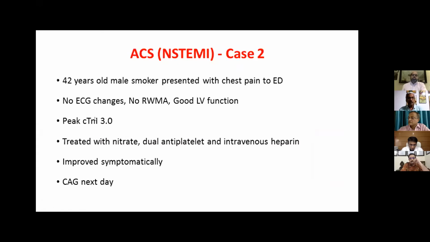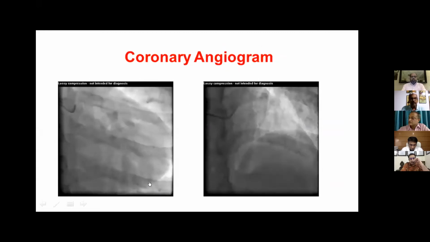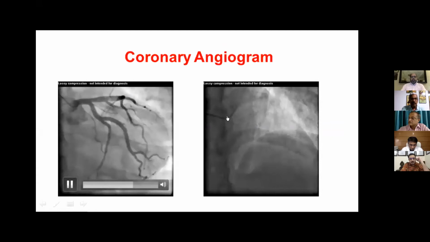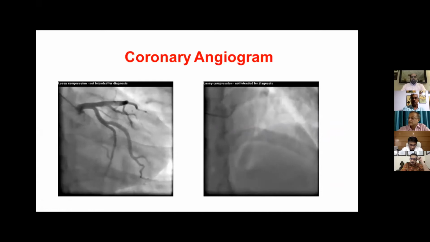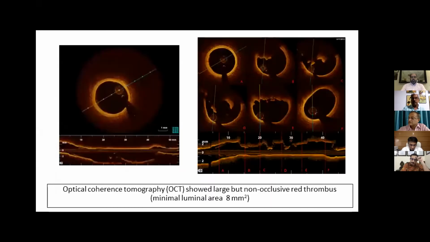There's another patient, again a similar patient, 42 years old, peak troponin is 3. Again, a stable patient, angiogram the next day. And you can see again a very nasty thrombus here. So how do you treat this patient? Again, let's not be trigger happy and put in something.